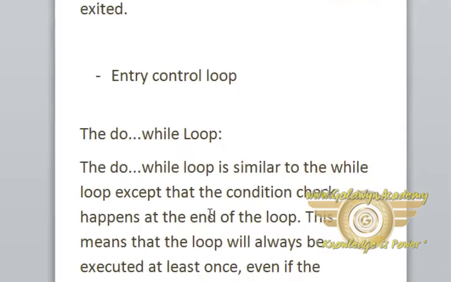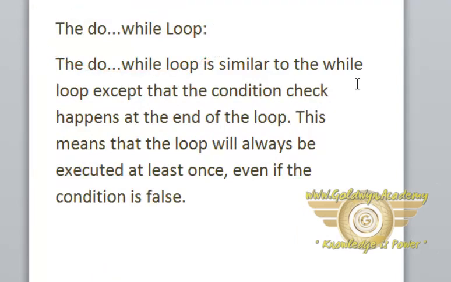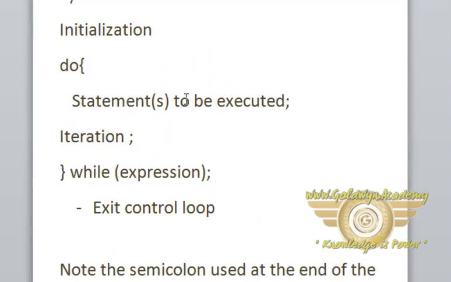Do while loop. The do while loop is similar to the while loop except that the condition check happens at the end of the loop. This means that the loop will always be executed at least once, even if the condition is false. So we can say this loop is exit control loop. Here once your statement will surely be executed and then your expression will be checked.